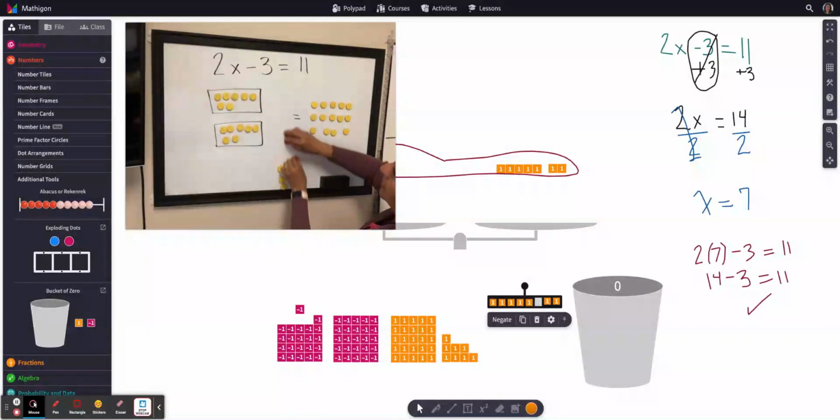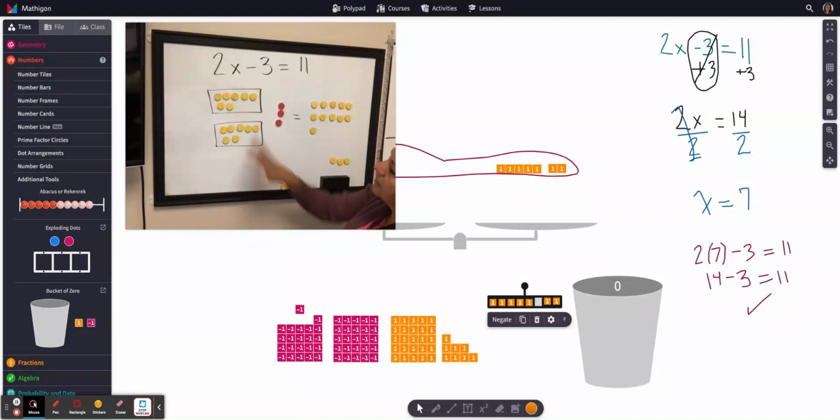Let me put these back over here to represent the original one, right? So 14 positives combined with 3 negatives will end up giving me 11 positives, which was my original. That means that each one of my boxes here will need to have 7 positives in there.